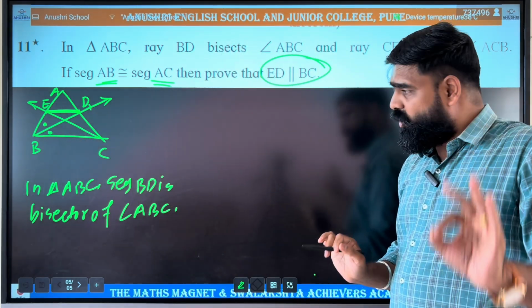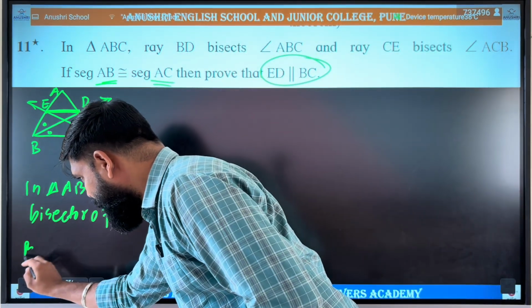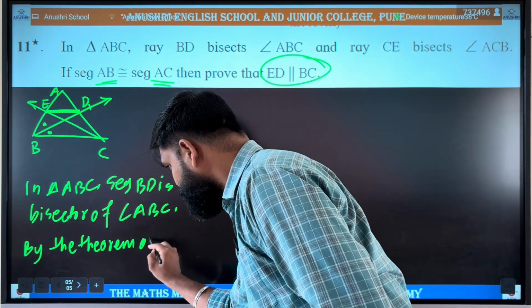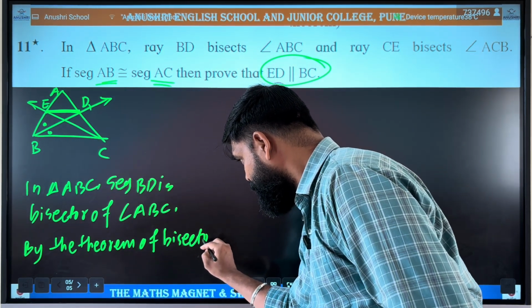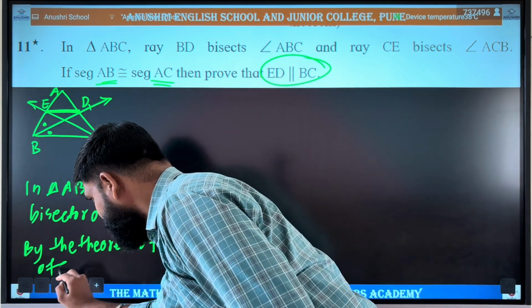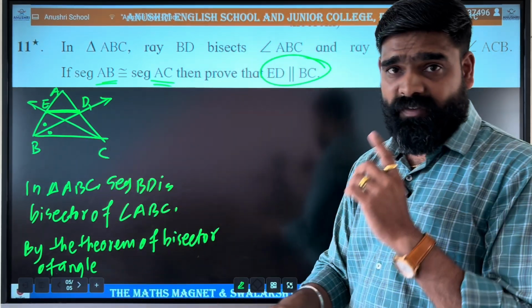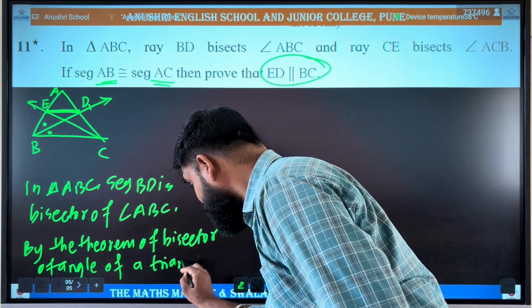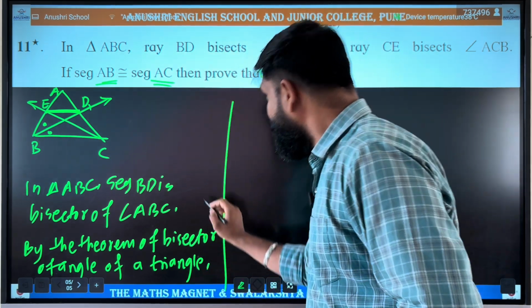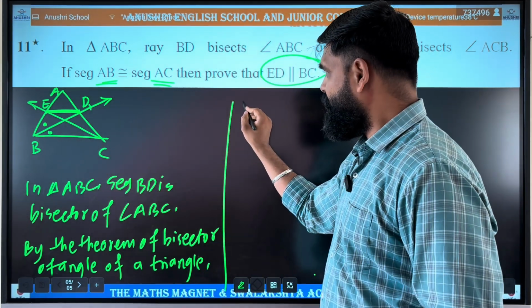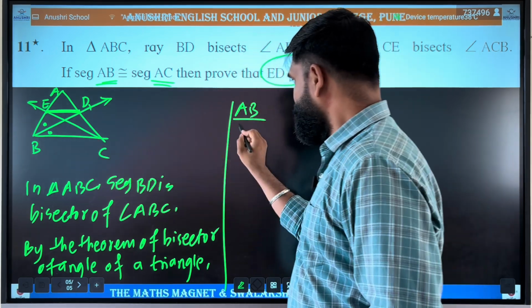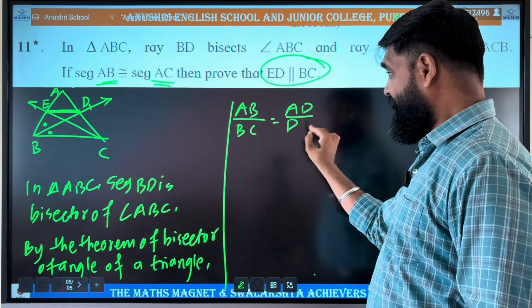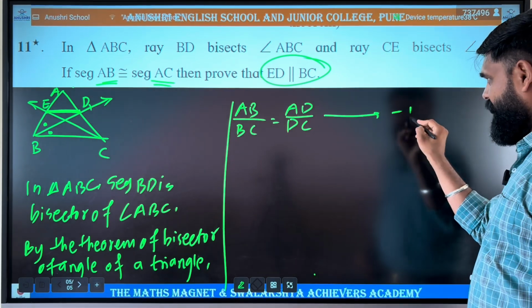So we can now write by the theorem of bisector of angle of a triangle. We can write by using this theorem, AB by BC is equal to AD by DC. इसका रीजन क्या लिखेंगे यहाँ पे, अगर लिखना है तो भी हम लिख सकते हैं.